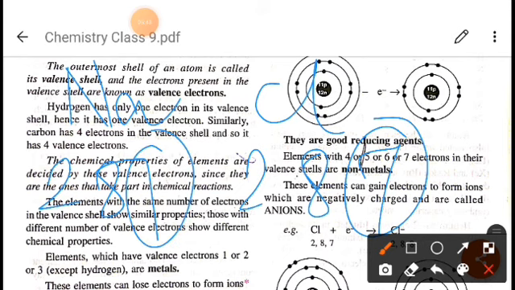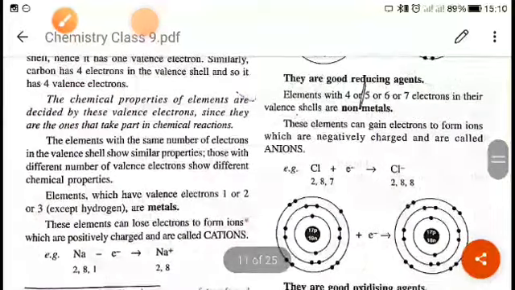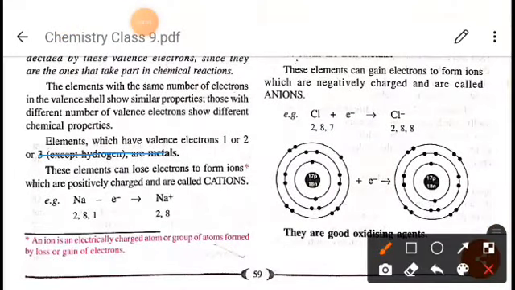And in sodium, the valence electron is 1, so these two will show different chemical properties. Okay, I hope you have understood this. Now next, elements which have 1, 2 or 3 electrons are called metals.